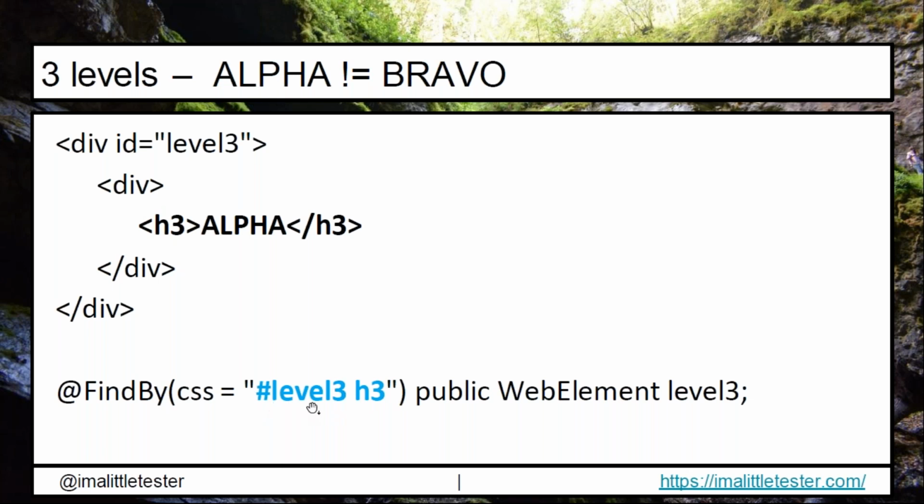So the first encounter of an element with the ID level 3 will make the search proceed in the children of this element. All of these children will be looked at, and the first H3 will be encountered, which in our case will be the alpha element, and we will store this to a web element and we will work with this one.